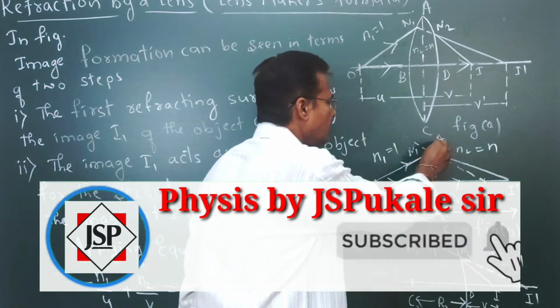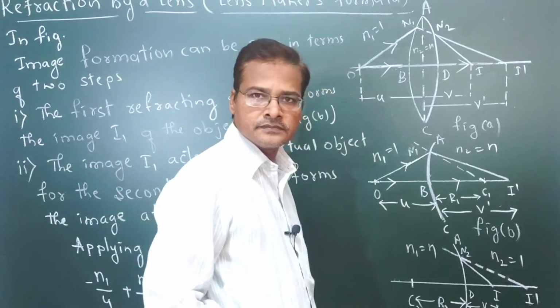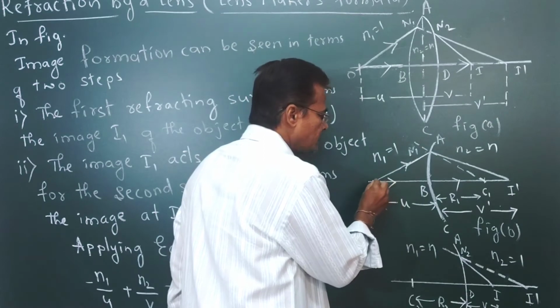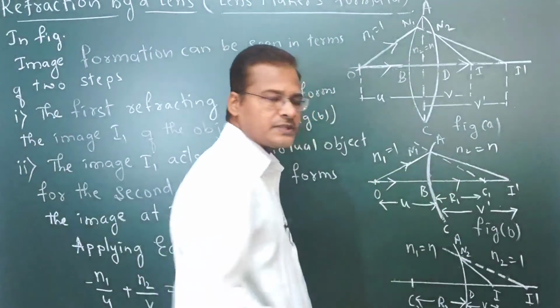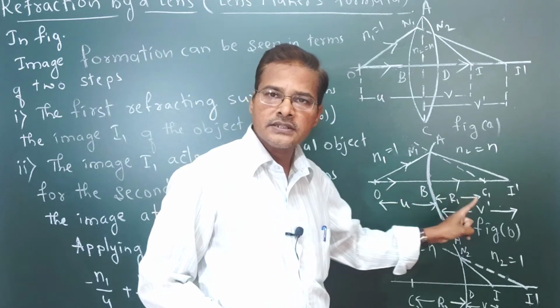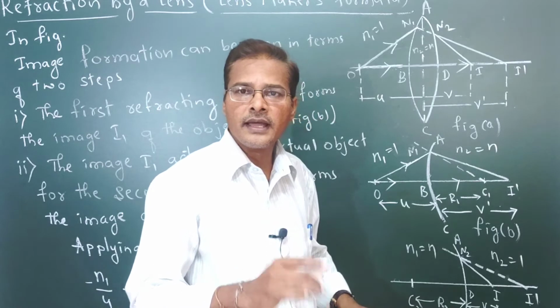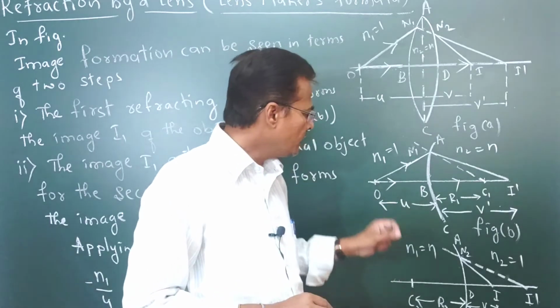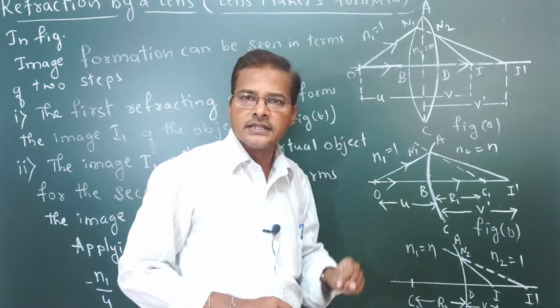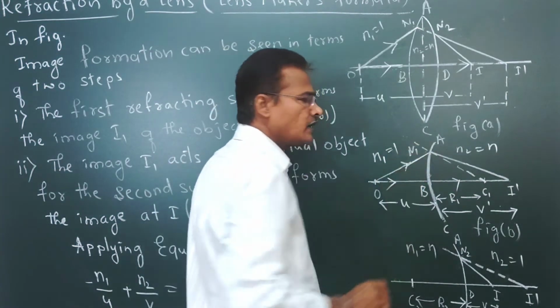This ABC is the one refracting surface. This is the principal axis that passes through. Principal axis means the line which passes from the pole to the center of curvature. We call that the principal axis. Another ray we are considering is O2N1.